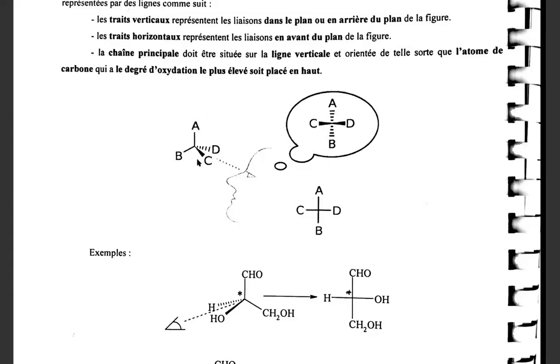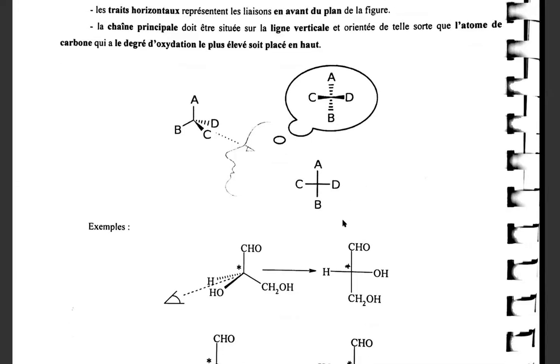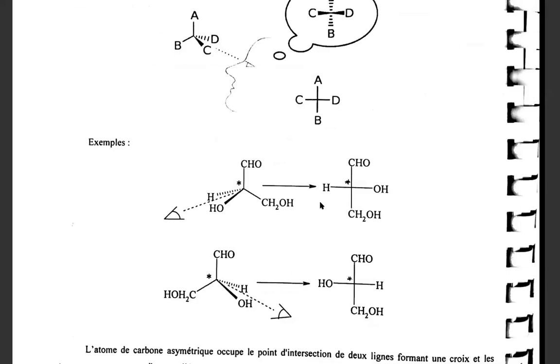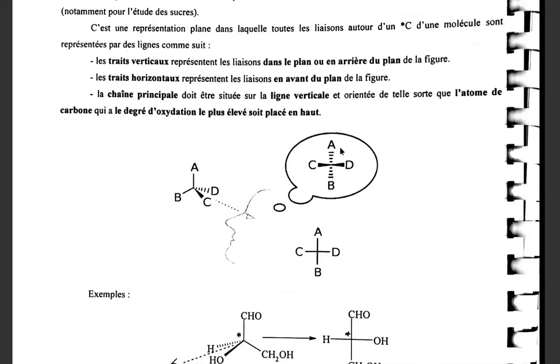Now, whatever is on the plane remains on the plane. So with Fischer's projection, it can be represented like the way you're seeing here with my wedges and with my dash wedges. Now, for molecules like this one here, the Fischer's projection changes a bit. It's the same as this one, where you have the wedges and all those things.